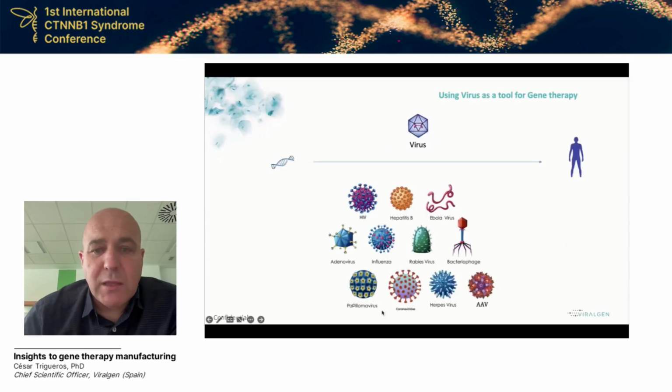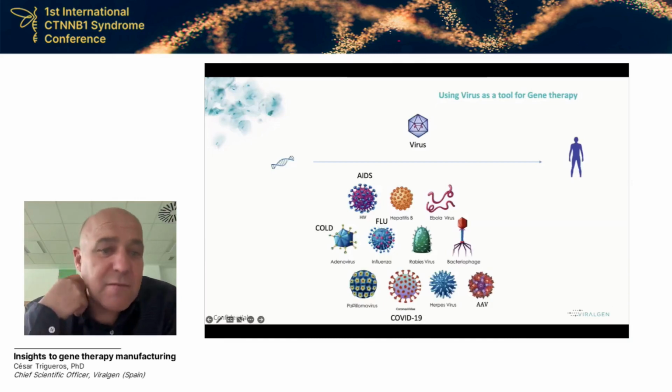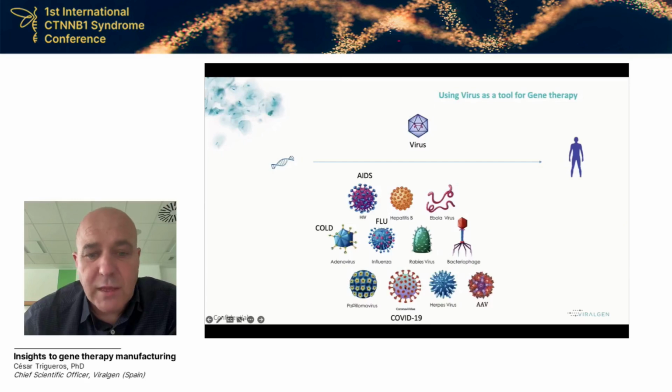If we look at all the virus in nature, well, not all of them, but some of them, we have virus that produce AIDS, like HIV. We have virus like adenovirus that produce some kind of cold, influenza or flu. We know already COVID now. So we have learned so much about these virus in the last 20, 30 years that now we are using some of them to introduce, like I said, DNA or genes into the body.